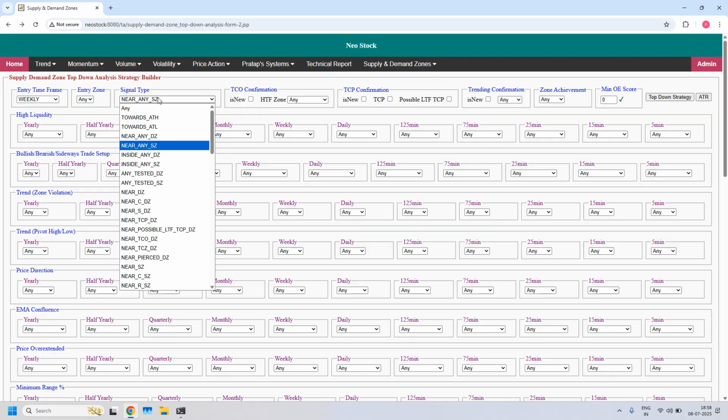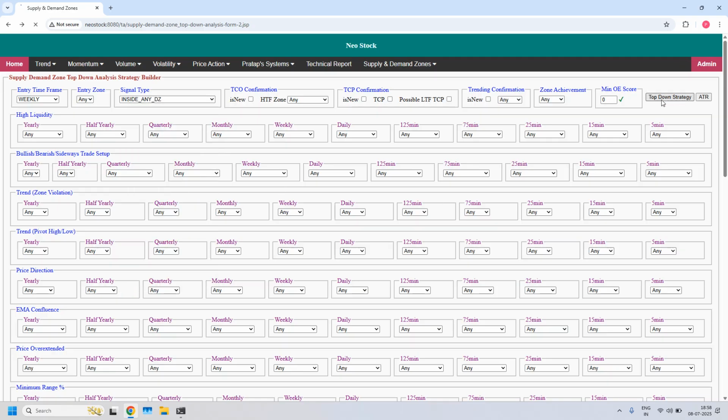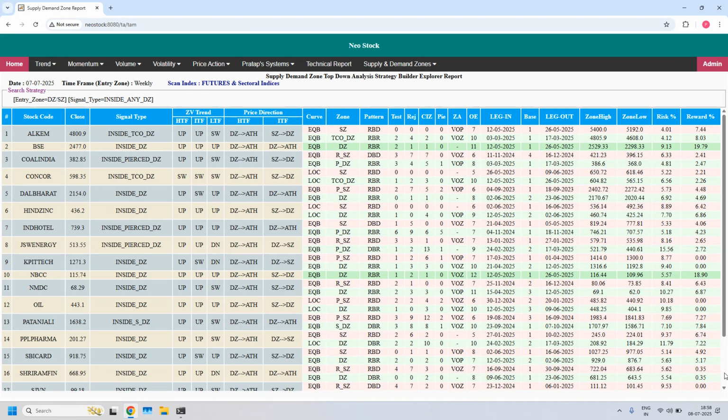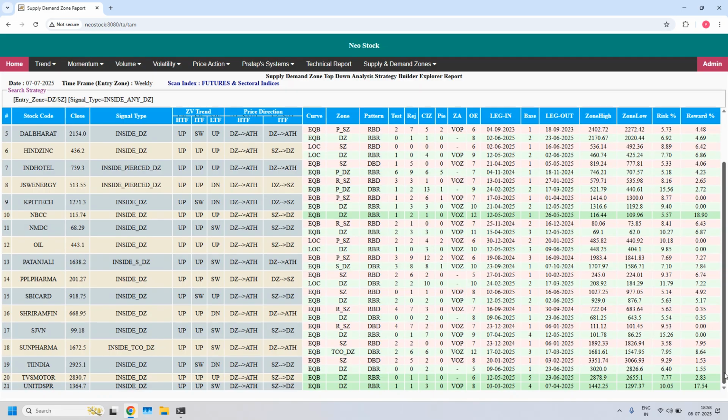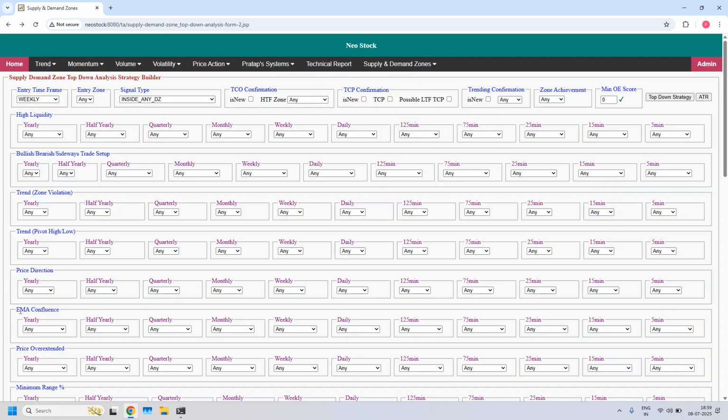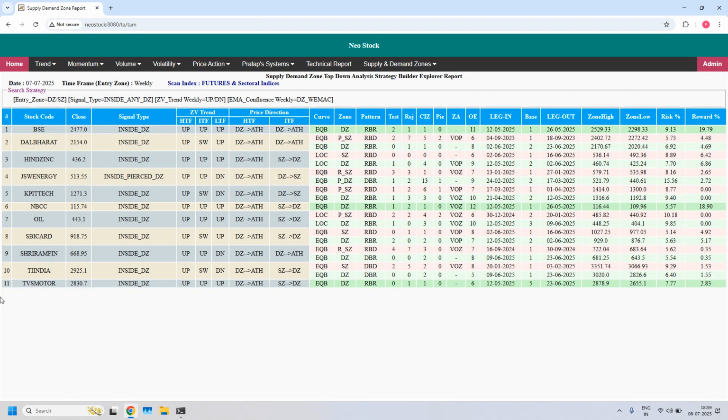Next, price closed inside the weekly demand zone. First 16 stocks in the list. Scrolling the list down. Total 21 stocks are filtered. We can further filter with EMA Confluence on weekly time frame. That is weekly demand zone having weekly EMA, and also trend on the weekly should not be sideways. Can be up or down. We got 11 stocks.